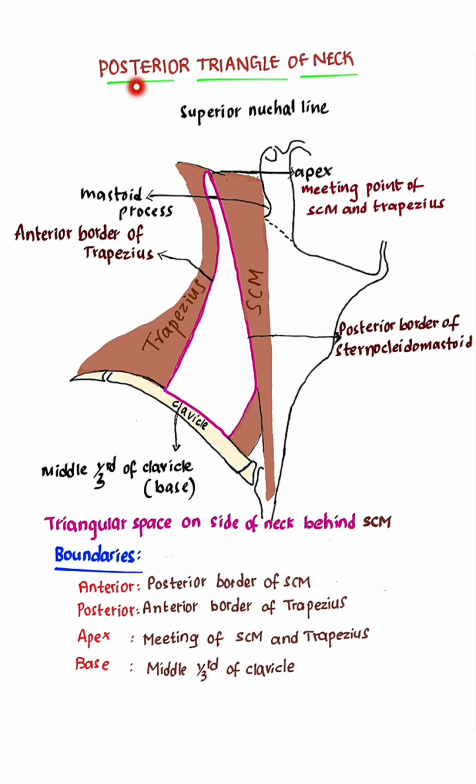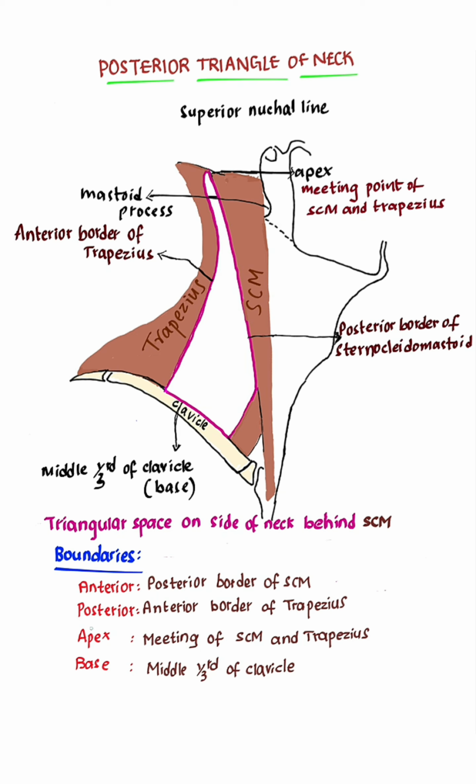Let us now learn about the posterior triangle of the neck. The posterior triangle of the neck is a triangular space on the side of the neck behind the sternocleidomastoid. You can see it is a triangular space present on the side of the neck behind the sternocleidomastoid.